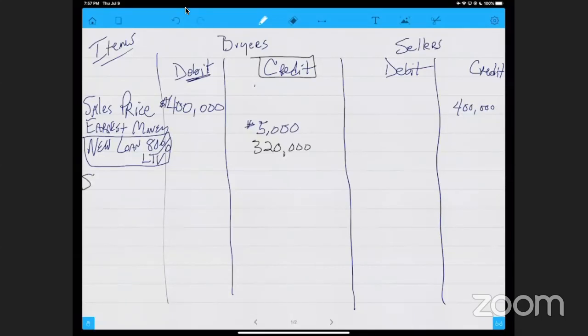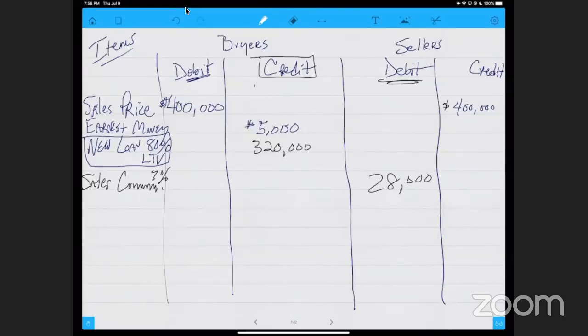Now, normally have a sales commission, don't we? I mean, that's why you're getting your license, to make some money. And we normally figure the sales commission on the sales price. So commissions are negotiable. Let's just say the commission's 7%. And that is $28,000. And that, pardon me, is not a credit to the, I'm looking over here. I'm going to just start over. $28,000. That's a debit. It's a charge to the seller.